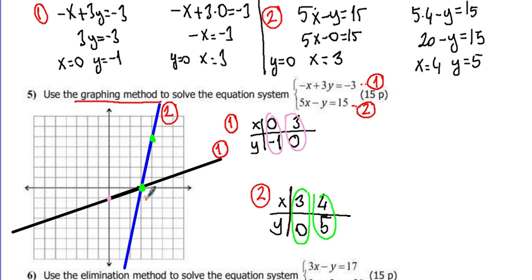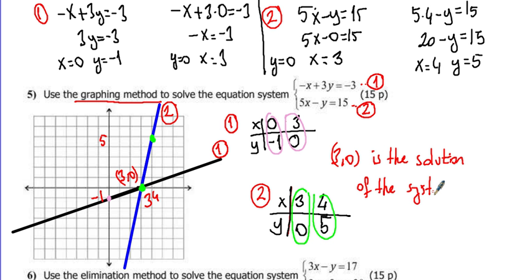So guys, what is the idea? Let me add the points. So 3, 4, negative 1 and 5, and the intersection point, as you see, it is 3, 0. 3, 0 is the intersection point. It means 3, 0 is the solution of the system. I have to write this. 3, 0 is the solution of the system. I hope it's understandable.